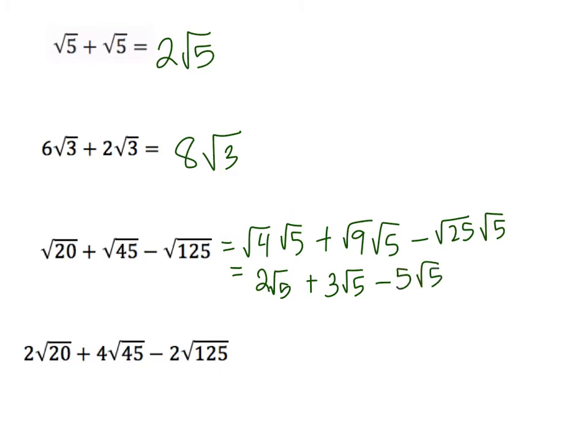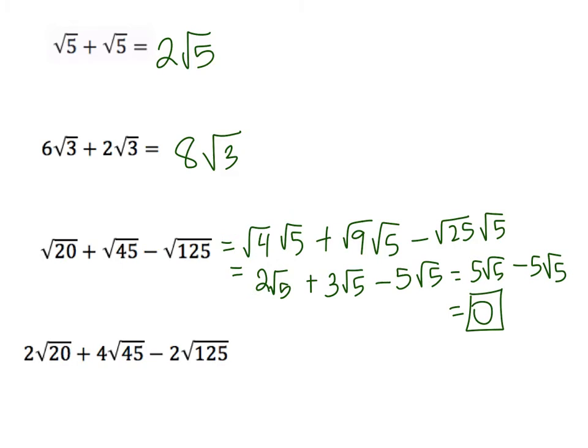So from here we have 2 root 5 plus 3 root 5. That's going to be 5 root 5 minus 5 root 5. This is going to become 0. So this whole thing actually equals 0.